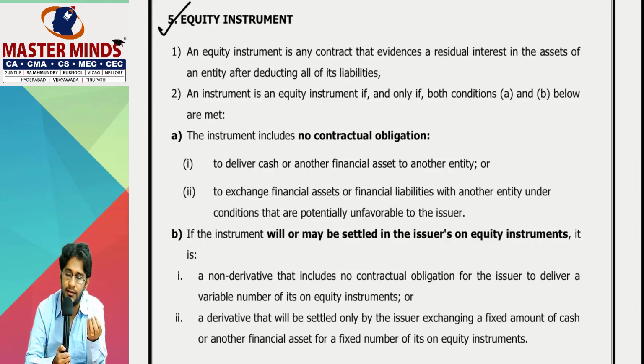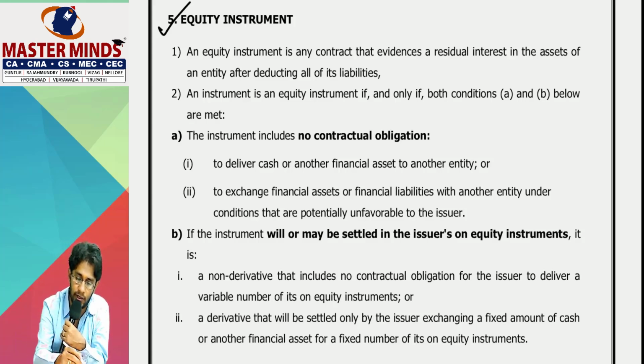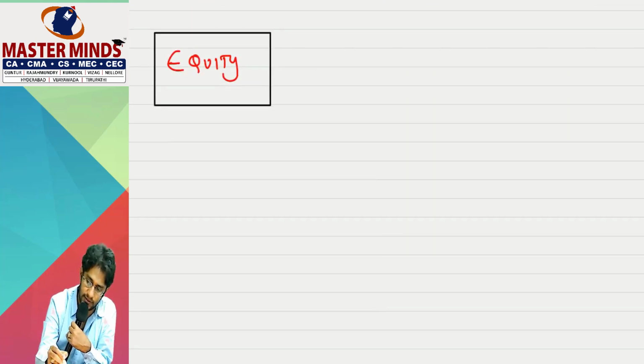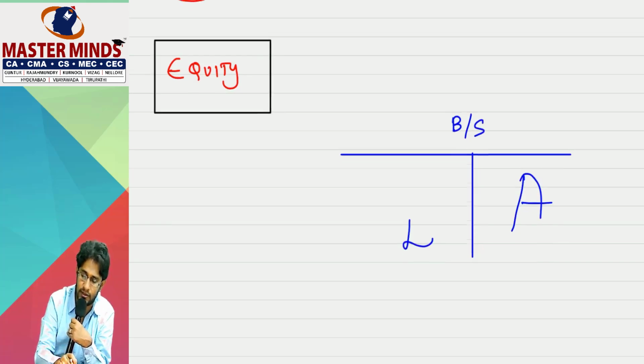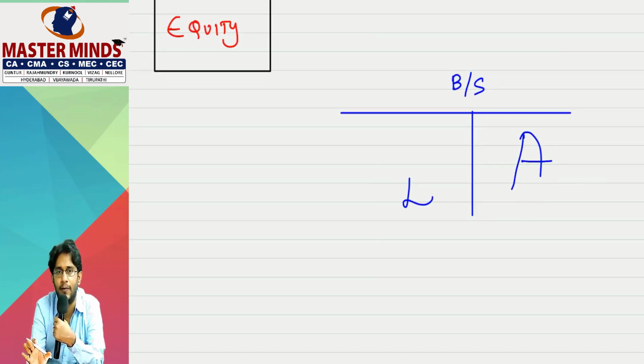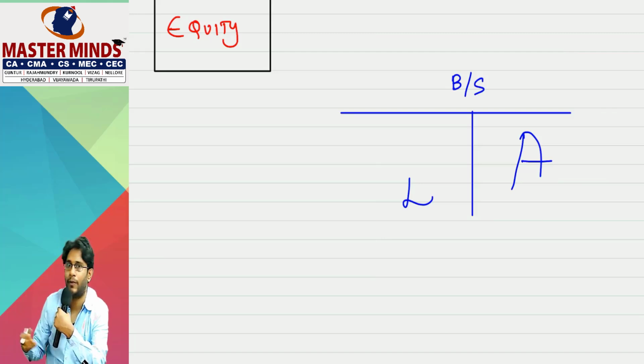An equity instrument is any contract that evidences a residual interest in the assets of the entity after deducting all of its liabilities. So, a very interesting definition. Imagine there is a company, sir. In the company, so many assets are there, so many liabilities are there. Suppose this company is liquidated. So what will happen? Assets are sold, liabilities are paid off, settled off. After paying everything, still some money will be left.